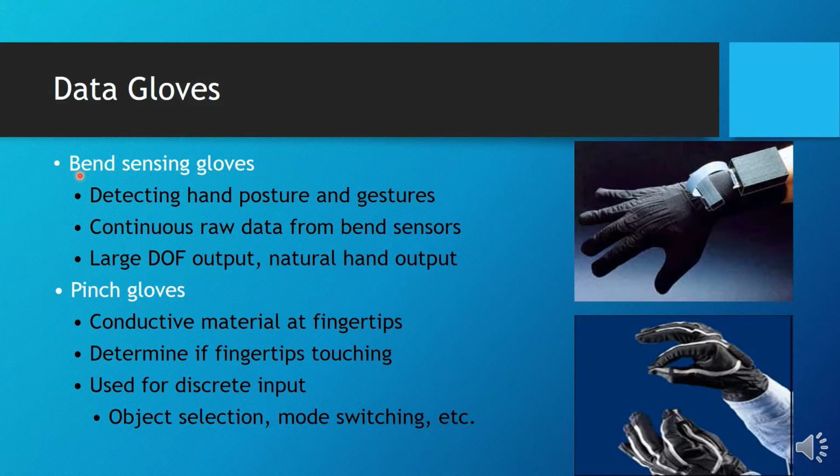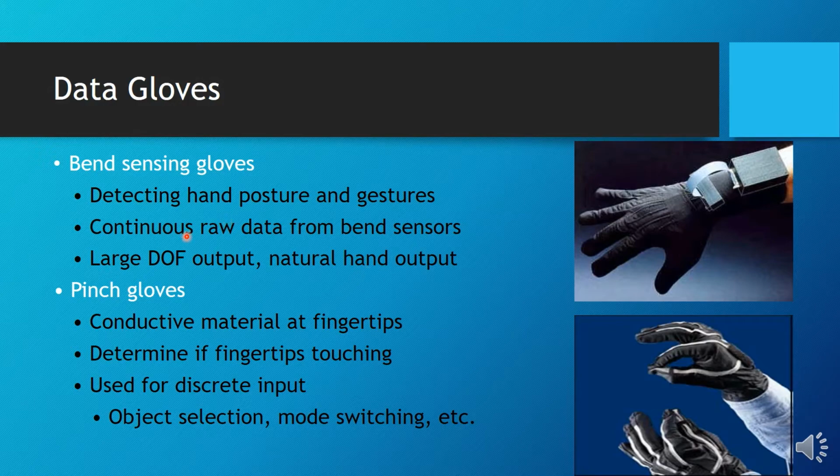Based on this bend sensing, it will detect hand posture and also gesture, and the continuous raw data from the bend sensor will be the input. This type of bend sensing glove has a large degree of freedom output and natural hand output, because it is using the hand, of course it's more natural for us to have this kind of sensing glove or VR devices that use the hand.